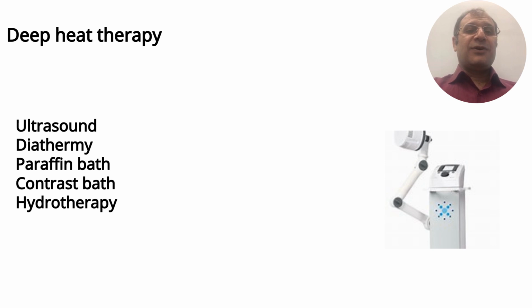tissues. Contrast baths is another type of deep heat therapy where alternating hot and cold water is used to stimulate blood flow and reduce inflammation. The affected area is alternately immersed in hot and cold water, typically for 3 to 4 minutes in hot water and 1 minute in cold water. Contrast baths are effective for reducing swelling and improving circulation in injured areas.